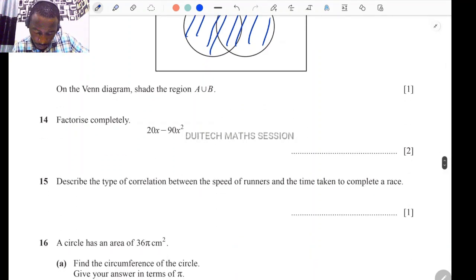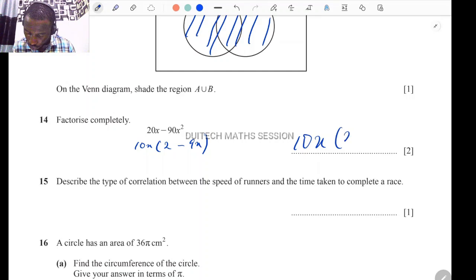Next question says factorize completely: 20x minus 90x squared. So what do we do? How do we factorize this one? What is common here? First of all, if I bring out 10, I'll have 10 out. x is also common. I'll put my bracket. When 10 divides 20, you have 2. Minus, when 10 divides 90, you have 9. x divided by x squared gives x, so x will cancel one x. There's nothing again I can break. 2 and 9 are different values, so we cannot separate. So the answer remains 10x in bracket 2 minus 9x.